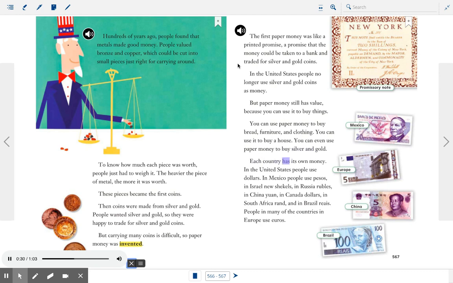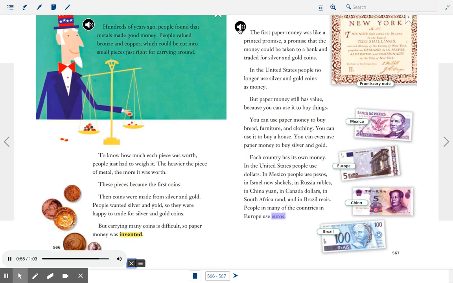Each country has its own money. In the United States, people use dollars. In Mexico, people use pesos. In Israel, new shekels. In Russia, rubles. In China, yuan. In Canada, dollars. In South Africa, rand. And in Brazil, reais. People in many of the countries in Europe use euros.